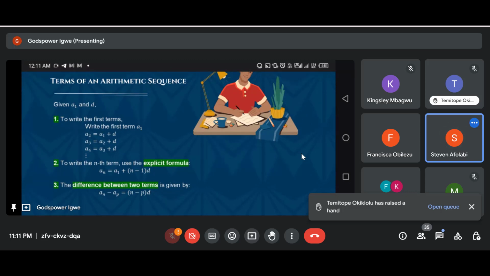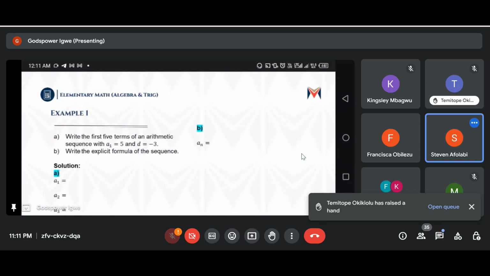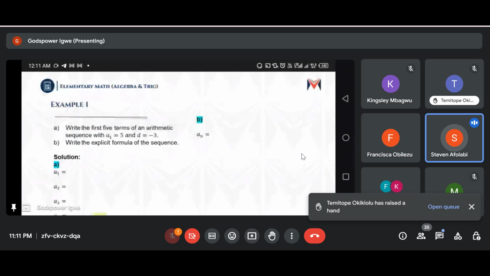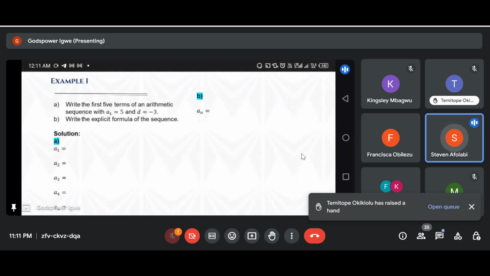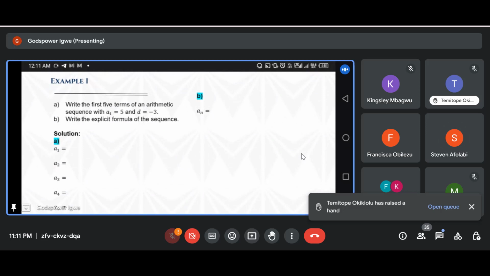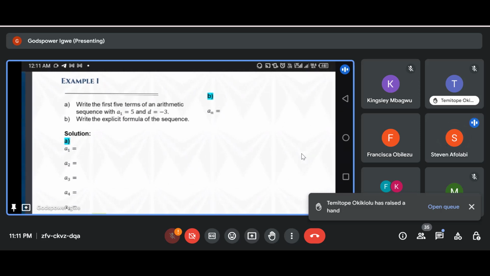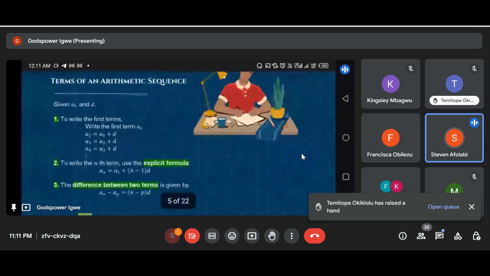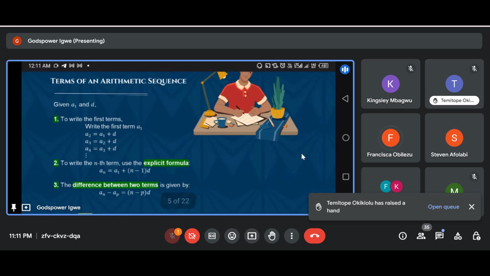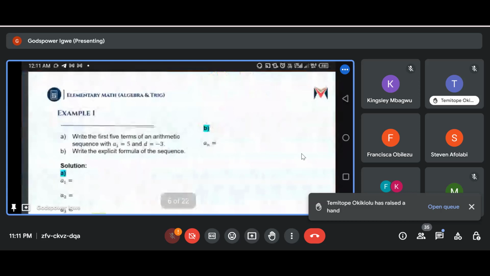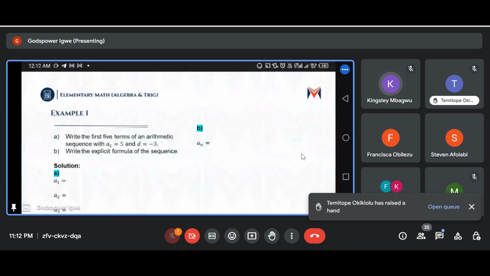If you want to solve for the second term, then we use A1 plus 2 minus 1 times the common difference, which is minus 3. Okay, now you make me understand. So you are starting your calculation from the fifth term, not the second term, because our first term is 5. It's supposed to be a1 plus 1 minus 1 multiplied by d. Everybody, do you understand this part? Silent means everybody understands. Thank you so much.